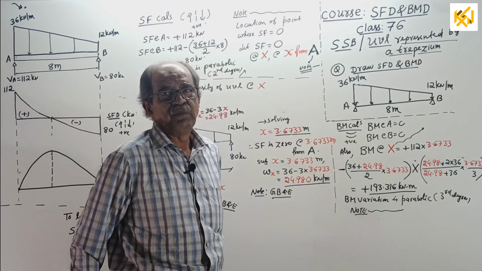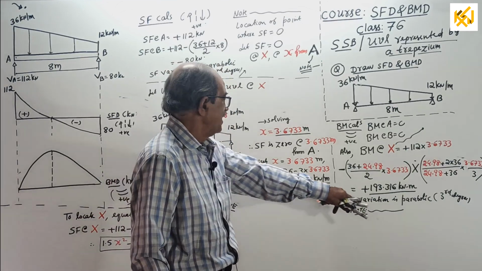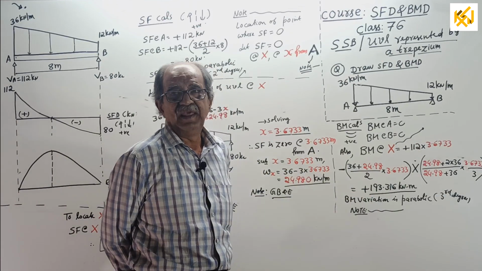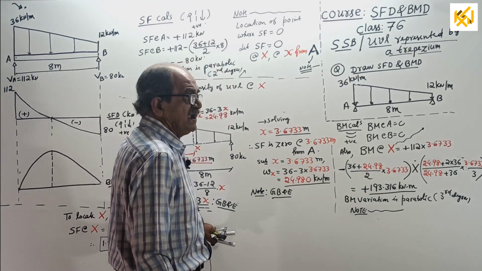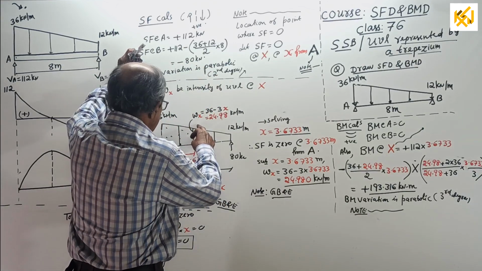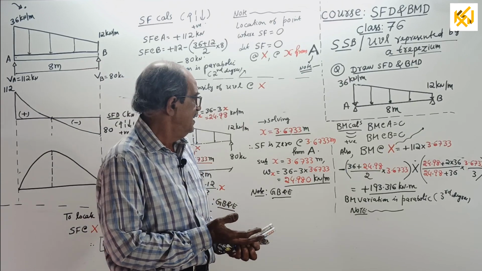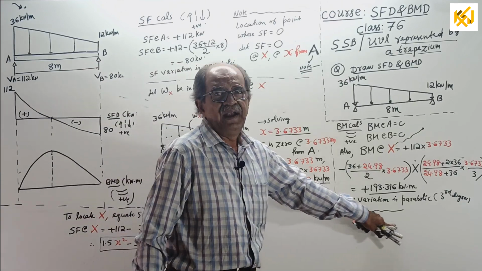BM variation is parabolic of third degree. This only will tell you, not required. It is parabolic of third degree because when shear force is second degree, BM is, of course, if you write the BM expression here in terms of x, it will come in x cube only. Okay, then note, go back and draw BMD.